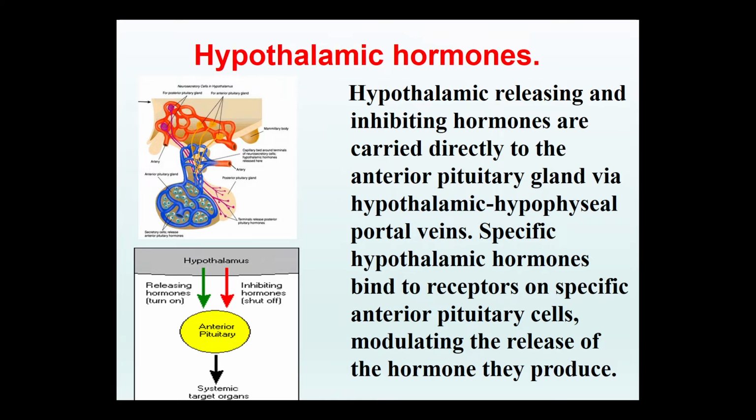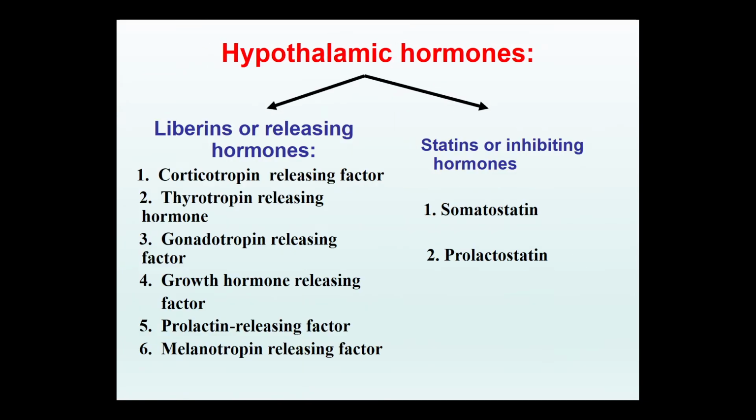Hypothalamus produces two types of hormones. And these hormones are carried directly to the anterior pituitary gland via the hypothalamic-hypophyseal portal vein. Specific hypothalamic hormones bind to a receptor on specific anterior pituitary cells, modulating the release of the hormone they produce. And we can classify all hypothalamic hormones into two groups.